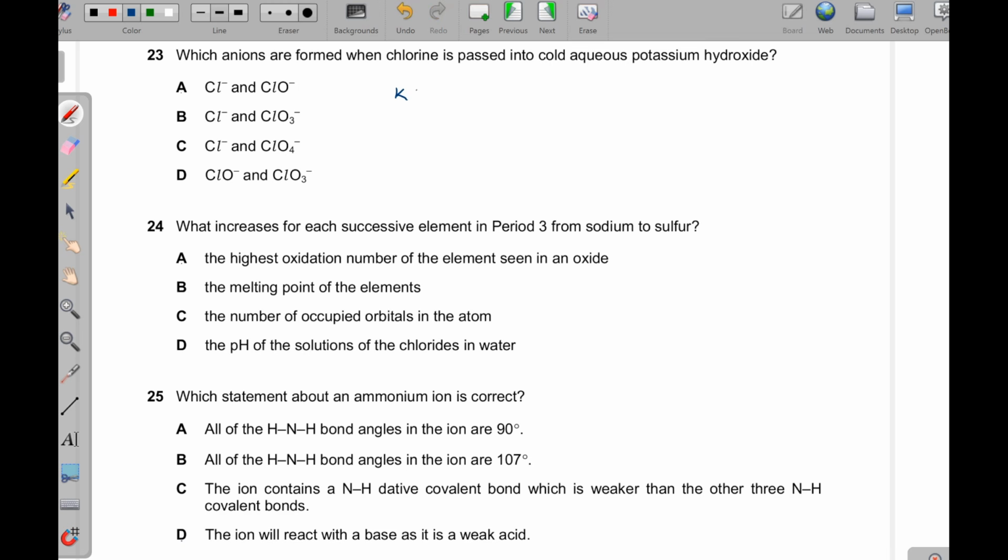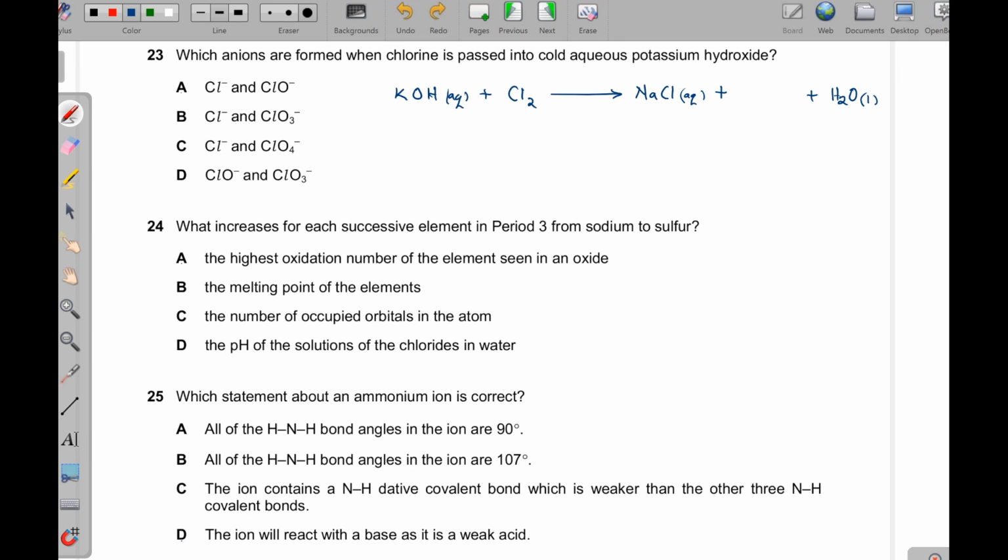So if I put potassium hydroxide here, then I react it with chlorine. This is a disproportionation reaction. So for cold, first of all, you get sodium chloride. Then there is also water. So whether it is hot and concentrated, or cold and aqueous, you are going to get sodium chloride and water.